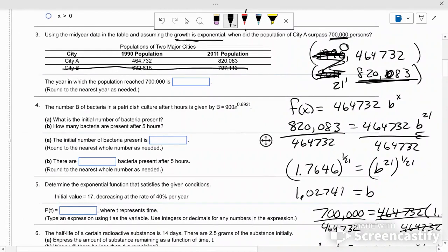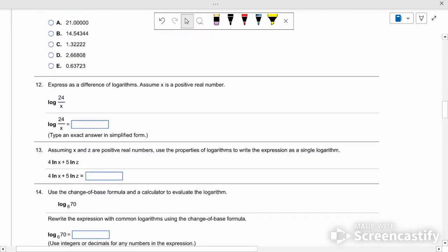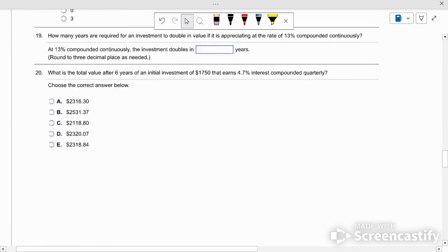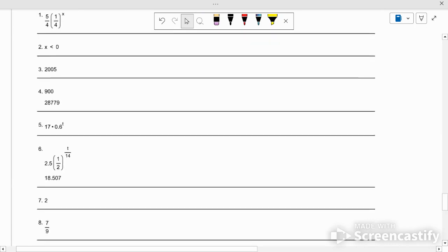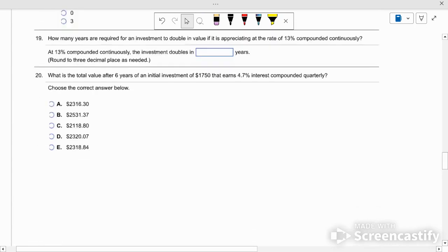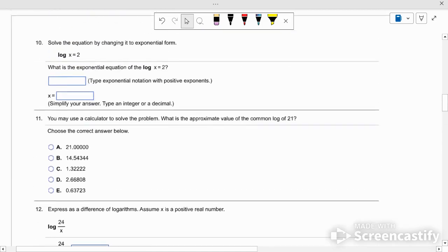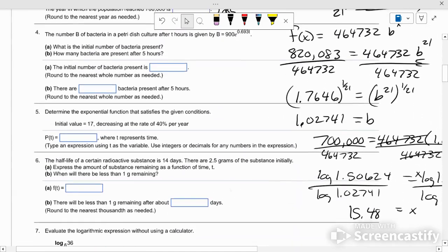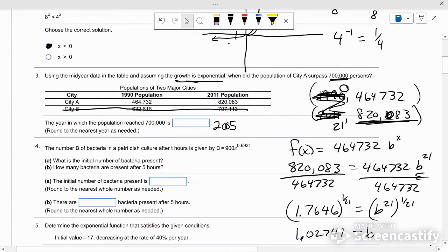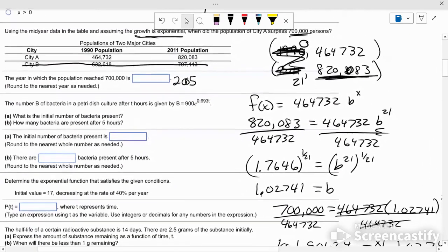So 2005.48. Hopefully it's 2005. Maybe it's 2006. Let's see what it is. 2005. So we were right. Okay? So that one took a little bit to do.